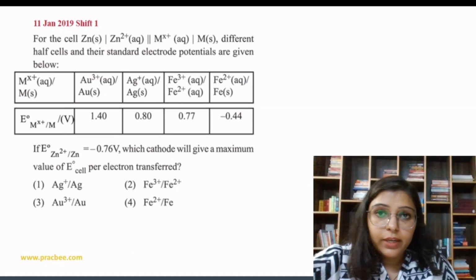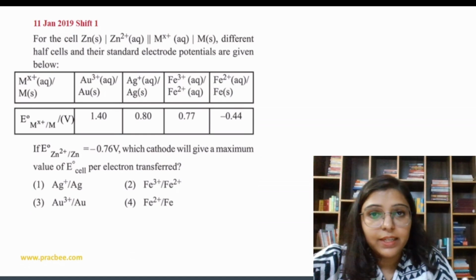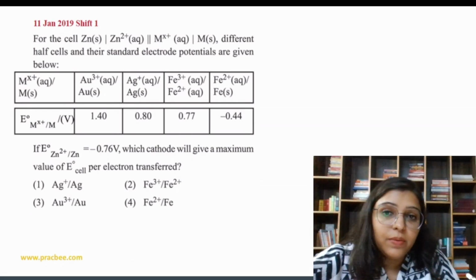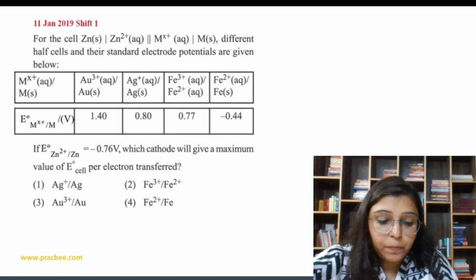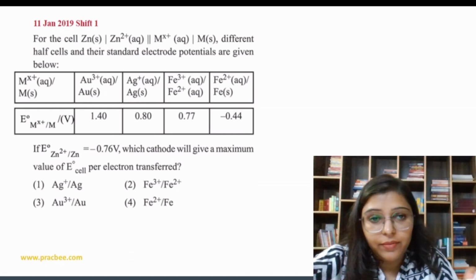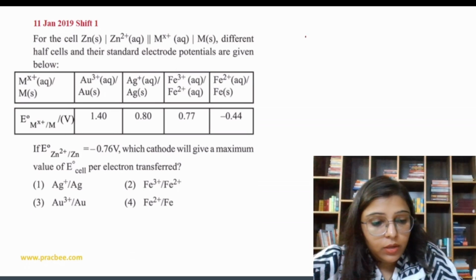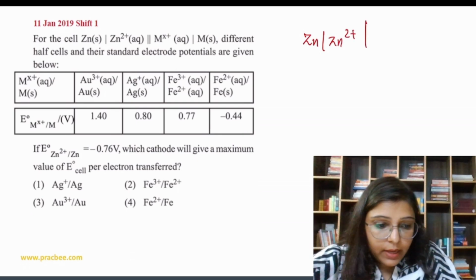For the cell, zinc solid gives Zn2 plus aqueous and Mx plus aqueous gives M solid. Different half cells and their standard electrode potentials are given. So which cathode will give a maximum value of E naught cell per electron transfer? Now, per electron transferred, E naught cell is intensive, whether for 1 electron, 2, 3, whatever. So it means which cathode will give a maximum value of E naught cell. If I write the cell representation, this is going to be Zn and Zn2 plus, and this is going to be Mx plus and then M.